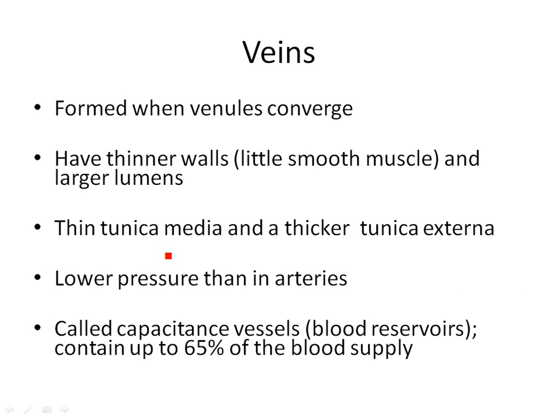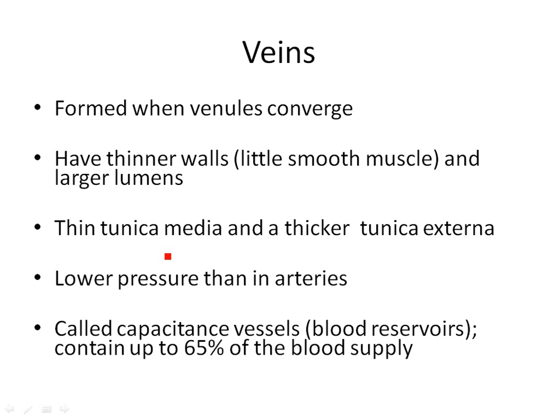Well, then, when the venules coalesce to form larger vessels, you call those veins. They have thinner walls, they have very little smooth muscle, and they have big, large lumens. They're under low pressure. They don't have that big force coming off the heart, and so these are low pressure vessels, and like I said before, you've got to work to get that blood back up to the heart, especially in the lower extremities where you're fighting gravity as well.